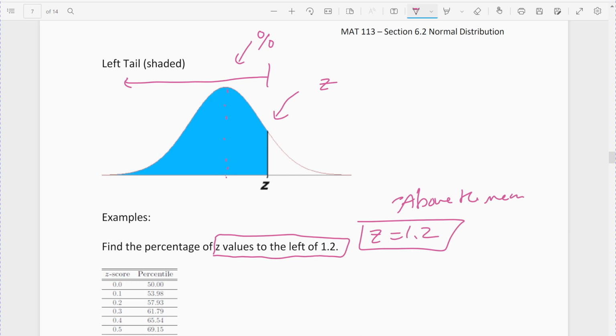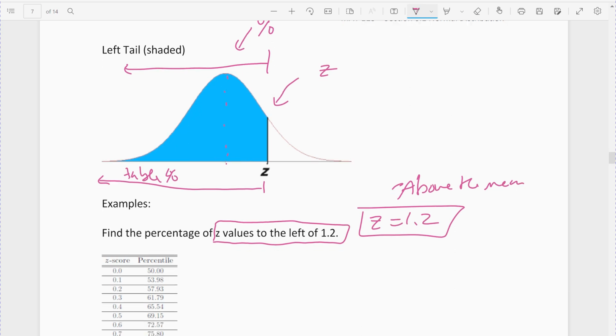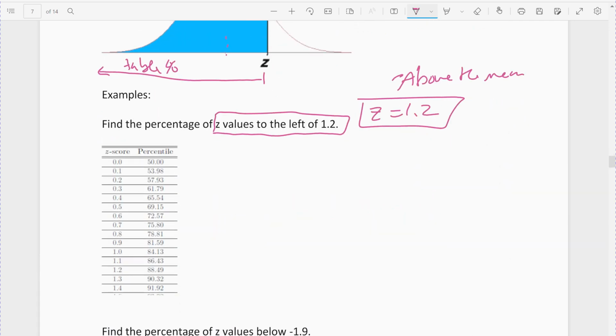And so this area would represent the percent we get from the table. The table percent represents the percentage that the z-score is above. All of my scores land below it. So when I go look at the table, there's the z-score, I look at the z-score here, so there's the z-score of 1.2. It represents the 88% of the scores that it is above.